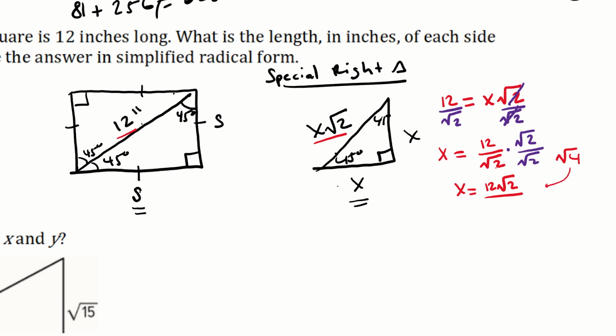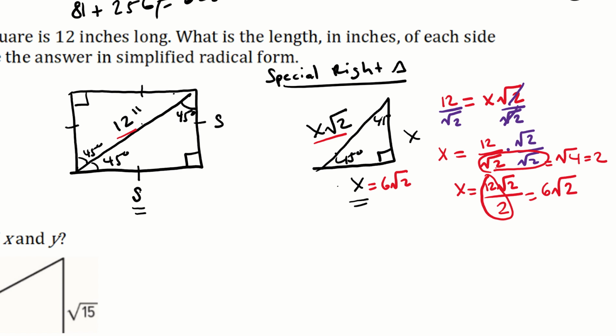Okay, so I'm going to plug that in here. So I'm going to say that this is equal to square root of 4, which is equal to 2. So let me plug that down here. And then now we have that 12 divided by 2 is 6. So we have 6 square root of 2. That's my x. So we know that this is 6 square root 2.